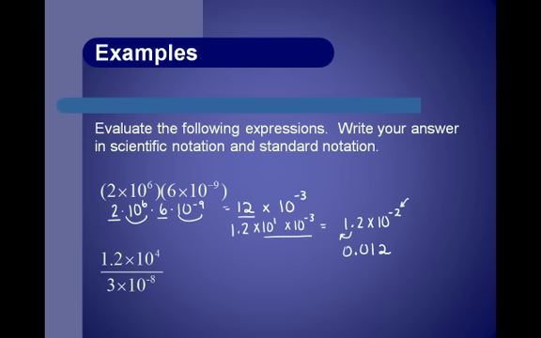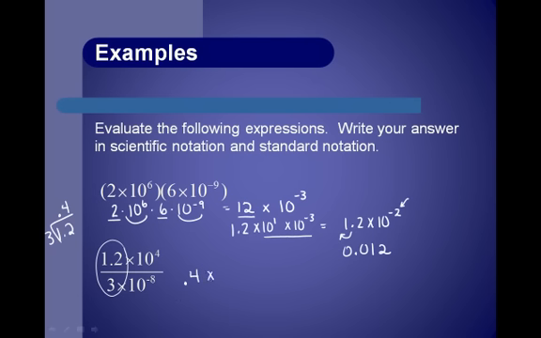Same thing for division. 1.2 times 10 to the 4th divided by 3 times 10 to the negative 8. We're going to divide the numbers first. 1.2 divided by 3, that would give us 0.4.